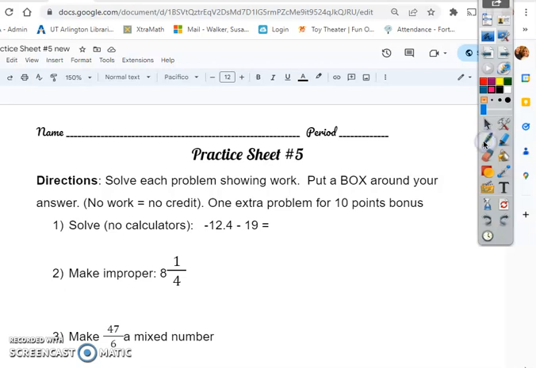Hey guys, we are working on practice sheet number 5. We're going to look at number 1 and figure out if this is a triangle problem, which means multiply divide. It's not multiply divide, which means this is add or subtract, right? So I see a single sign here, so I don't have to change anything.